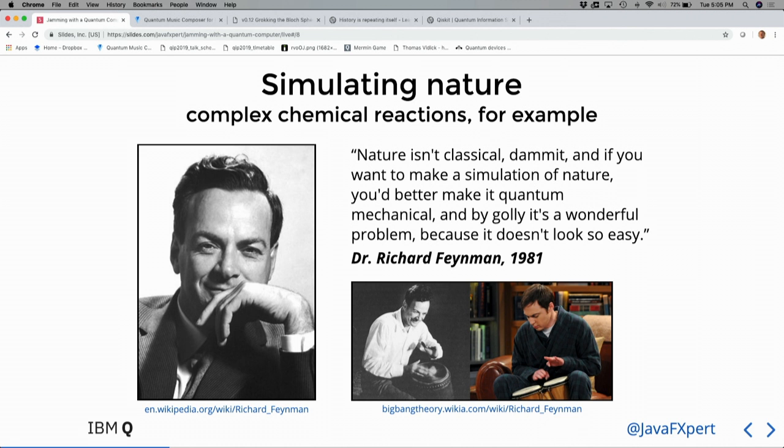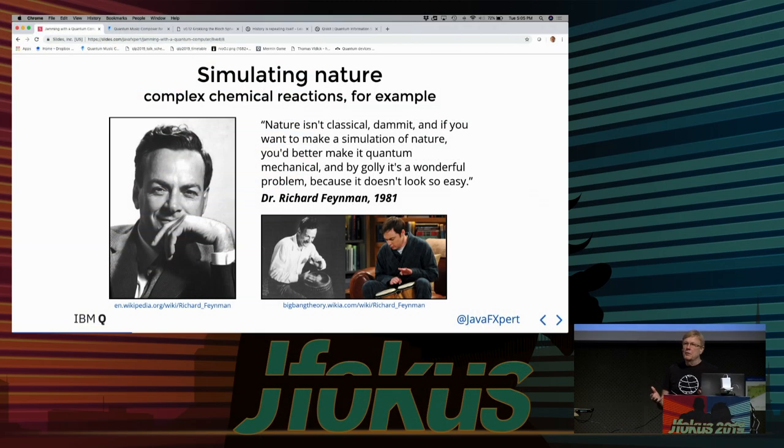He said, if you want to be able to simulate nature, for example, to do drug discovery or chemical compound modeling, perhaps to feed the planet more efficiently, then you're going to have to do that quantum mechanically because nature isn't classical. And so he basically challenged us to build a quantum computer that would then simulate nature.